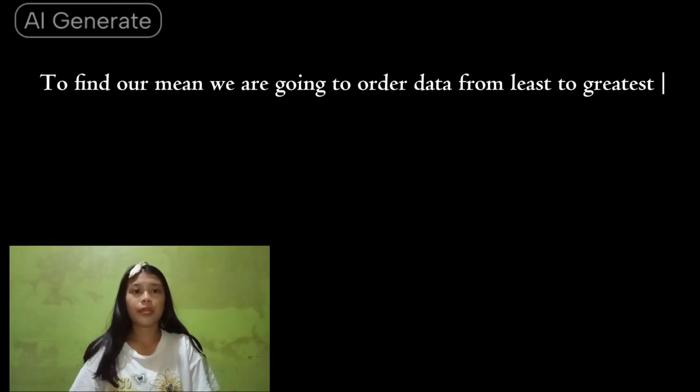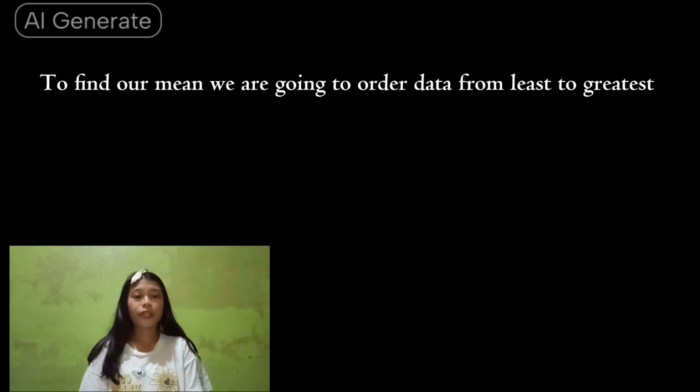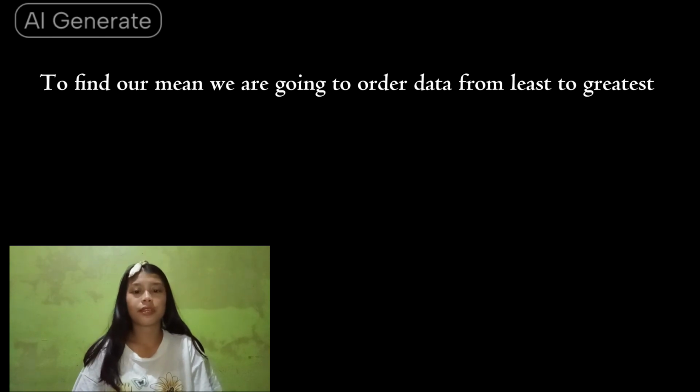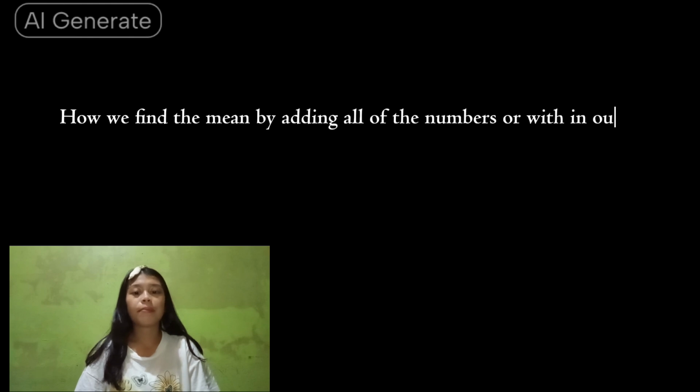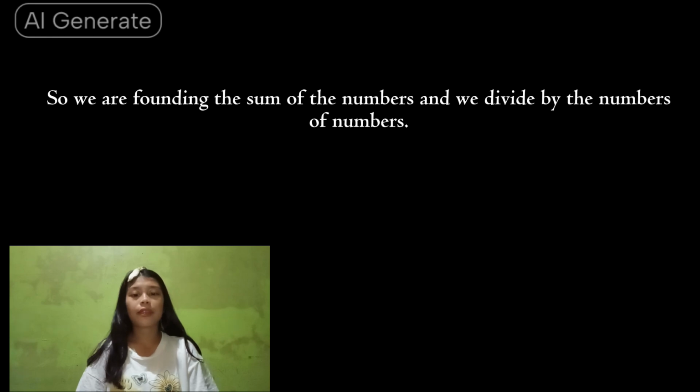To find our mean, we are going to order our data from least to greatest. In our example, it's already ordered from least to greatest. So we are going to move on to the mean, which is the average. We find the mean by adding all of the numbers within our data. So we are finding the sum of the numbers and we divide by the number of numbers.